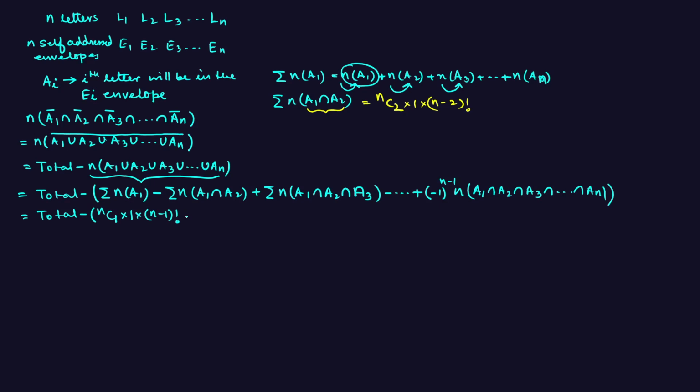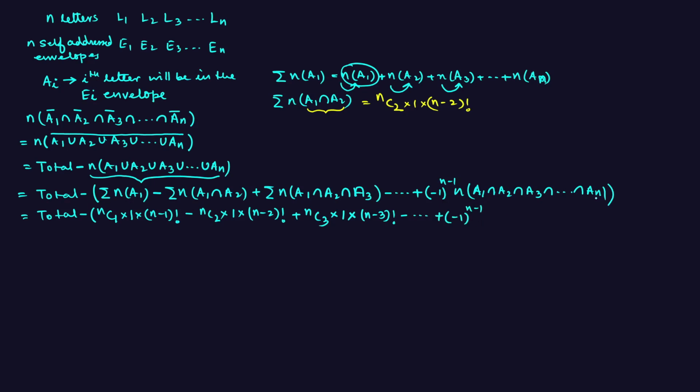So this one will be NC2, two letters placed in the right envelope in one way, and the other n minus 2 letters are placed in n minus 2 envelopes in n minus 2 factorial different ways. Similarly, for the third one, it will be NC3, 3 letters are chosen, placed in the right envelope in one way, and the other left n minus 3 letters are placed in n minus 3 envelopes in n minus 3 factorial different ways. And this thing goes on, right? So in the last one, what will happen?